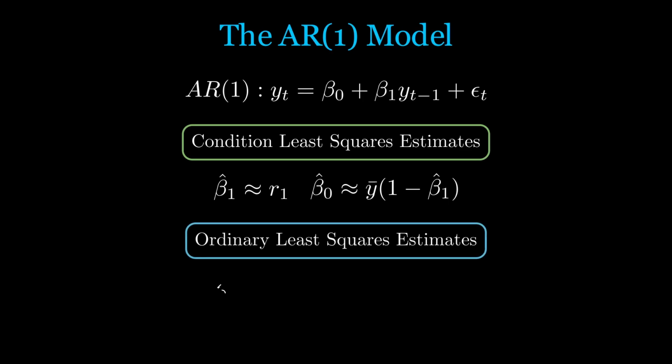Note the similarity to the formulas for beta hat 1 and beta hat 0 from ordinary least squares. In conditional least squares, we use the lagged value of y as the explanatory variable x, so the sample standard deviations of x and y from ordinary least squares effectively cancel each other out in the slope estimate. In the intercept estimate, the sample mean of x is approximately equal to the sample mean of y, which gets you the formula in the conditional least squares estimates.